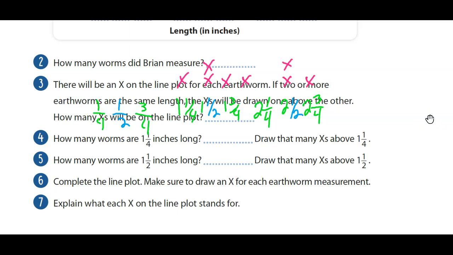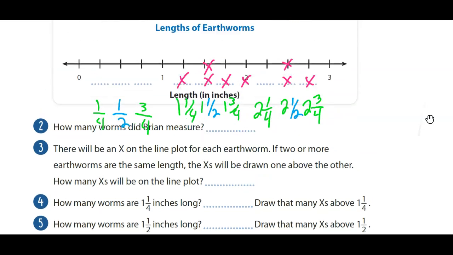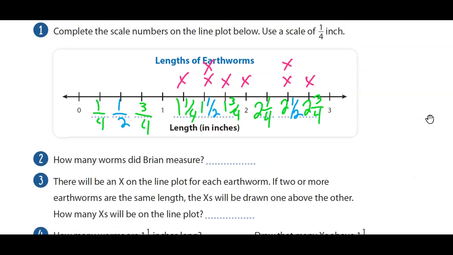Explain what each X on the line plot stands for. So each X that we have up here represents what? One what? One earthworm. Right? So if I have other line plots, that X is going to represent something else, depending on what it is. I know that each X represents an earthworm because here's my title right here.